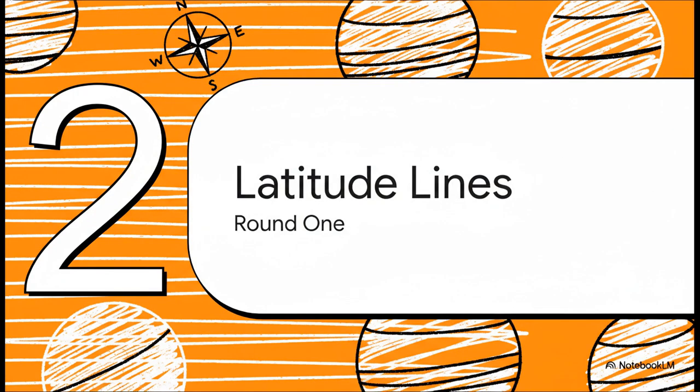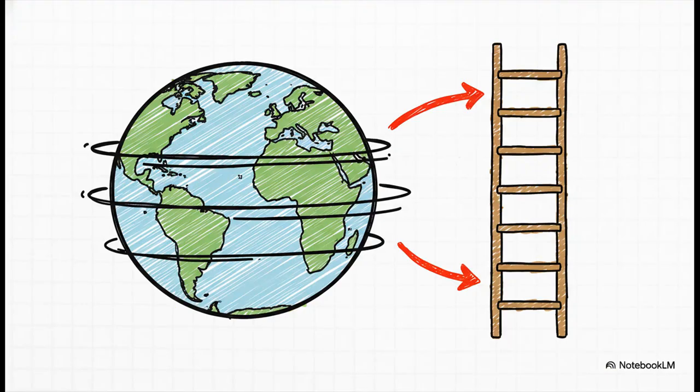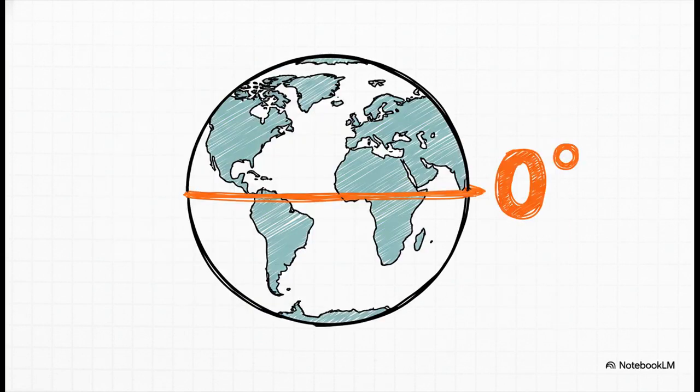Let's keep this going with our next section. So, first question for this round, which way do lines of latitude run? That's it, they run side to side, kind of like the rungs on a ladder. Okay, next up. What's the most important line of latitude and what are its degrees? The equator. It's our starting point for latitude, right there at 0 degrees.